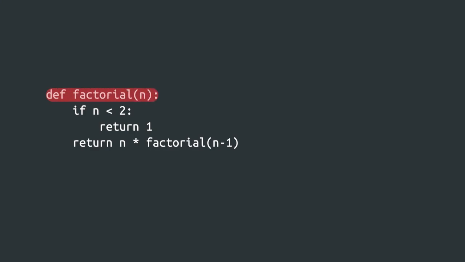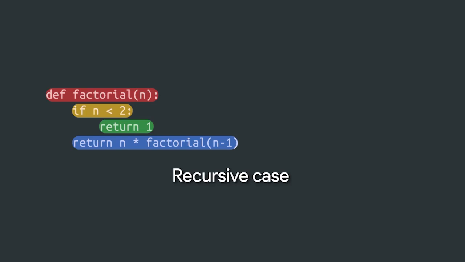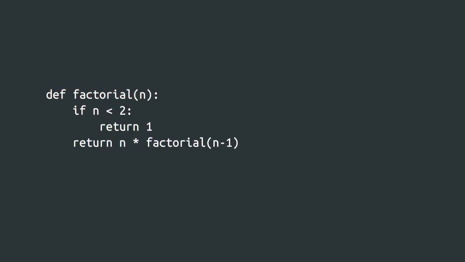Here, we're defining a function called factorial. At the beginning of the function, we have a conditional block defining the base case, where n is smaller than 2. It simply returns the value 1. After the base case, we have a line where the factorial function is calling itself with n minus 1. This is called the recursive case. And this creates a loop. Each time the function is executed, it calls itself with a smaller number until it reaches the base case.